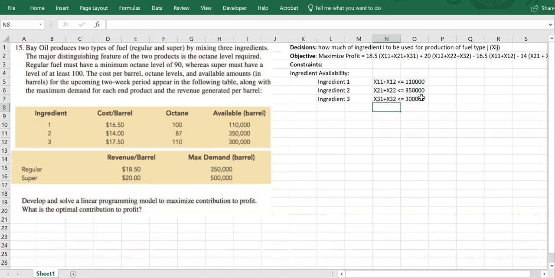All right, so the ingredients availability should be linear, and the total amount of ingredients used should be less than or equal to the maximum available amount of each ingredient. Then we have the maximum demand constraints. For fuel type 1, or regular, and for super, which we called type 2, we use index 2 for j equal to 2. For regular, the total amount produced should be less than or equal to 350,000. This is the total amount, X11 plus X21 plus X31.